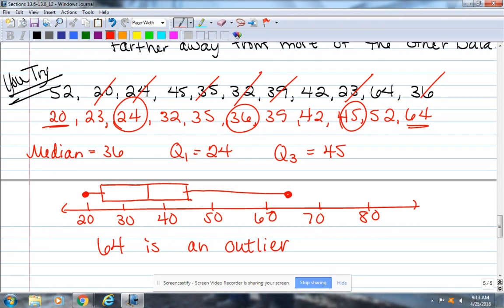If your whiskers are about close to the same length, then you don't have an outlier. Even if they are both really long, if they're about the same length, it's not an outlier.